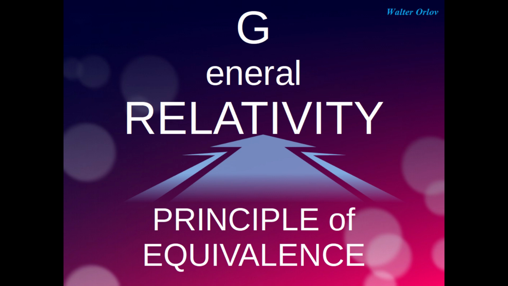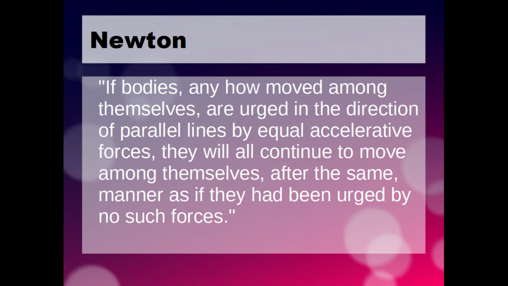Einstein's principle of equivalence is the foundation of his general relativity theory. It does not belong to him. In fact, it is an adaptation of Newton's corollary 6. If bodies, anyhow moved among themselves, are urged in the direction of parallel lines by equal accelerative forces, they will all continue to move among themselves, after the same manner as if they had been urged by no such forces.